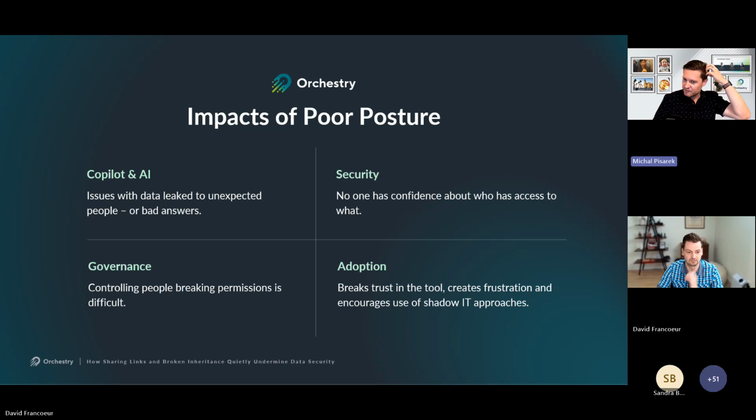Real quick question, Dave, from Tony: can Copilot be prompted to ignore all shared links? No, there's no way that you can do that. I would say no. I've never heard of a way. You could prompt it, but I really doubt it, essentially. Yeah.